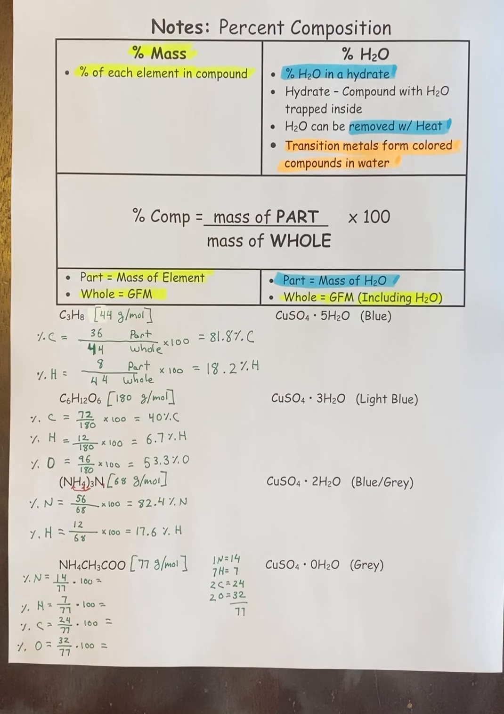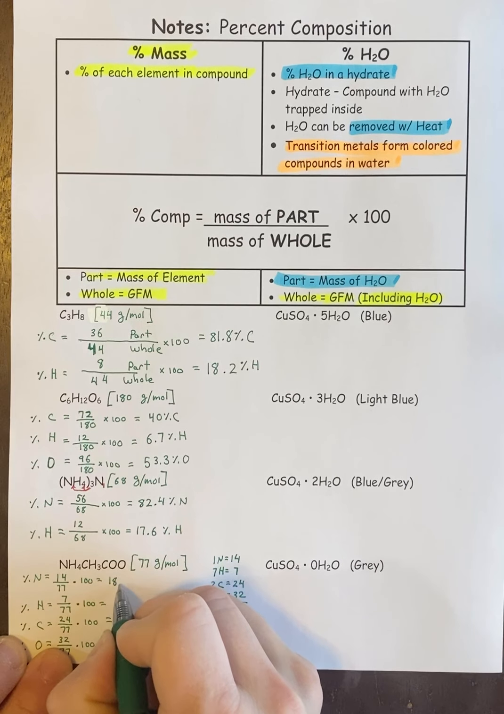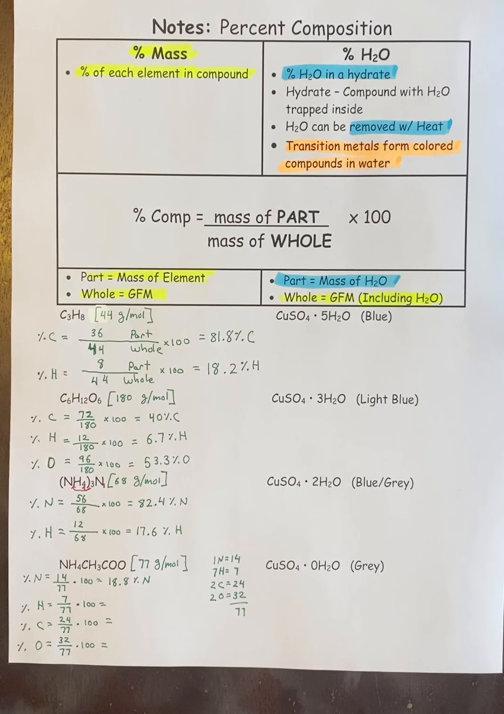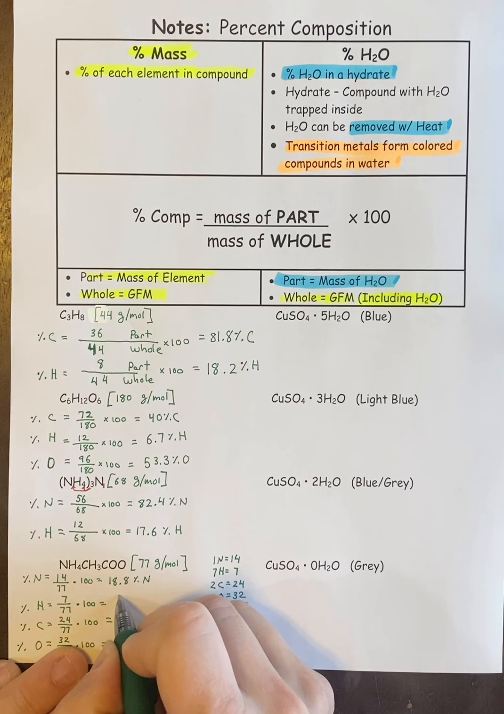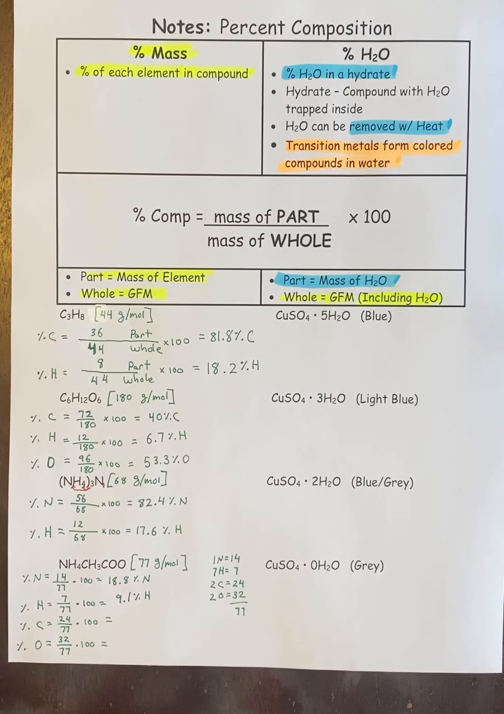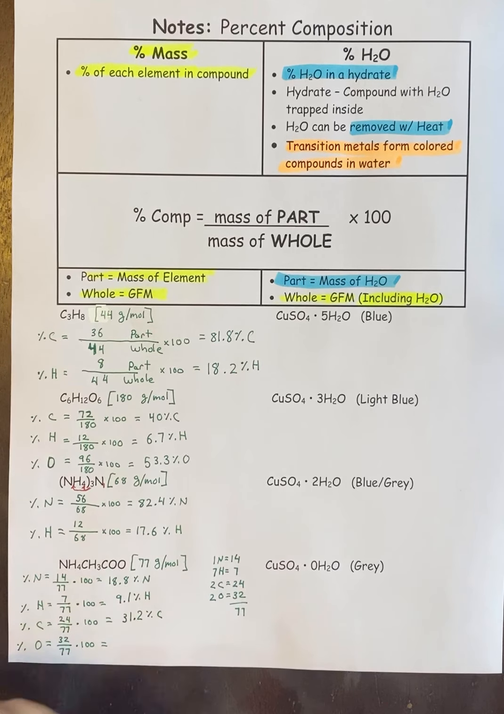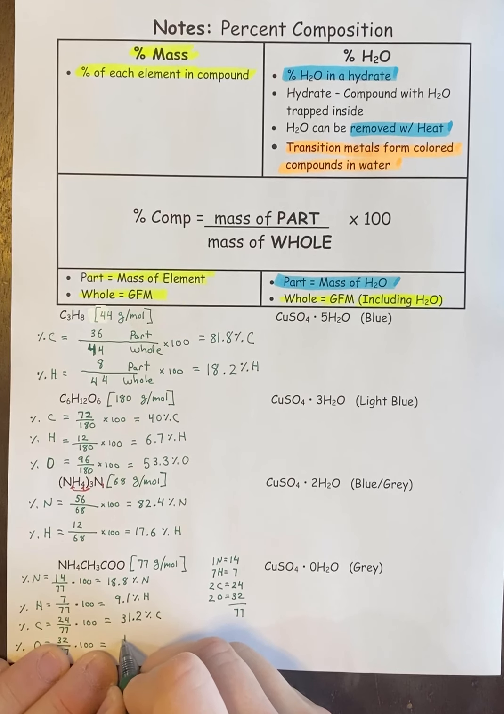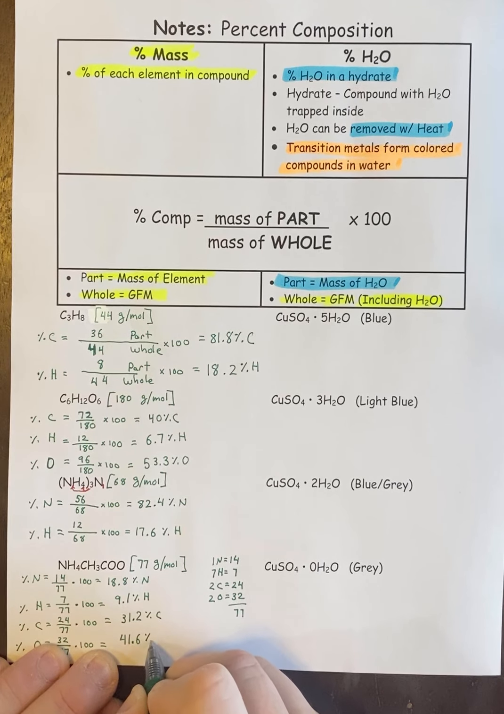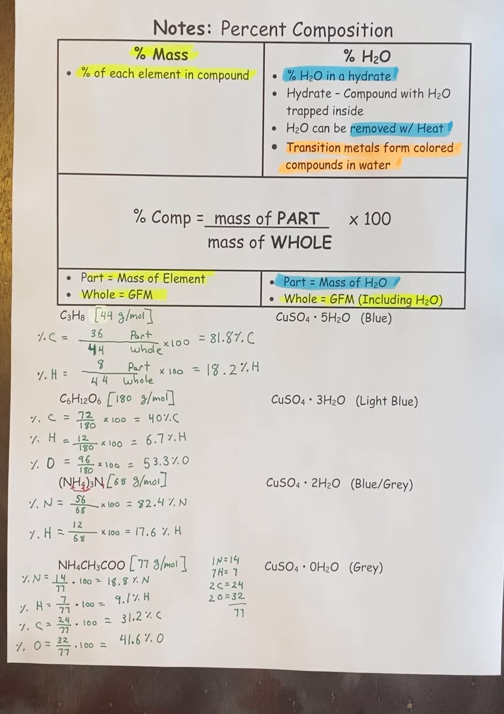So let's see. This is 18.8, 9.1, 31.2% carbon, 41.6% oxygen, and if we added those up, 18.8 plus 9.1 plus 31.2 plus 41.6, we get 100.7, which is fine because I guess I rounded up more than I rounded down, so we got a little bit higher than we needed to. That's totally okay. So that's how you do percent comp for the elements.